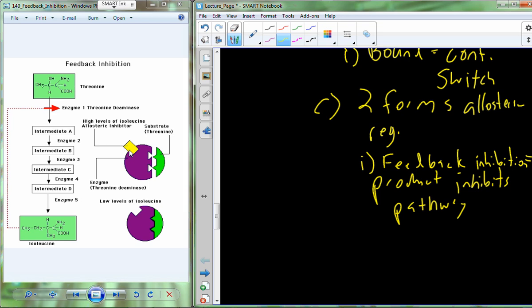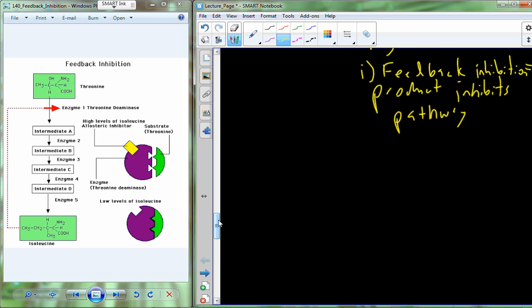So it will reduce the function of PFK to cause no more ATP to be produced, and we already have high levels of ATP inside of the cell. So we just simply inhibit that function of that particular pathway. It's basically a way for us to switch that reaction pathway off. So that's our feedback inhibition.